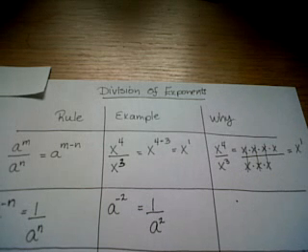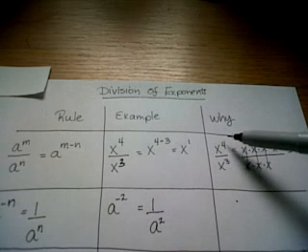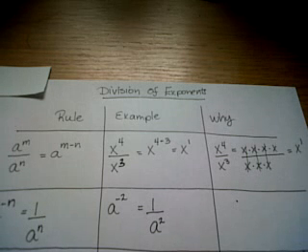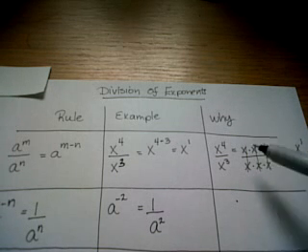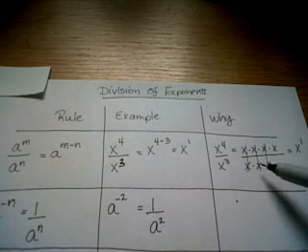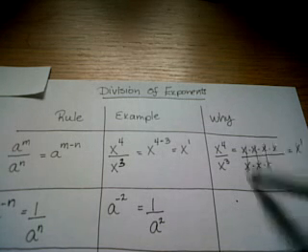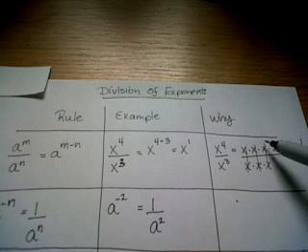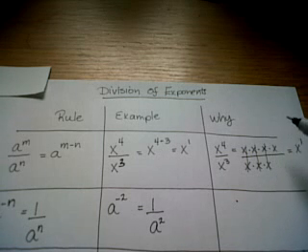The reason why this works, well, let's take a look. If I have x to the fourth divided by x to the third, what does it mean to be x to the fourth? Well, that's x times x times x times x. And x to the third is x times x times x. Well, if I cancel out on the top and the bottom factors that are the same, then I'm left with x to the first power. So that is why that works.